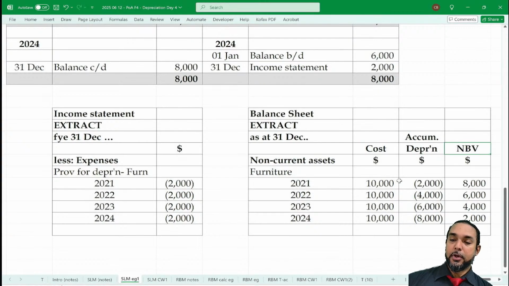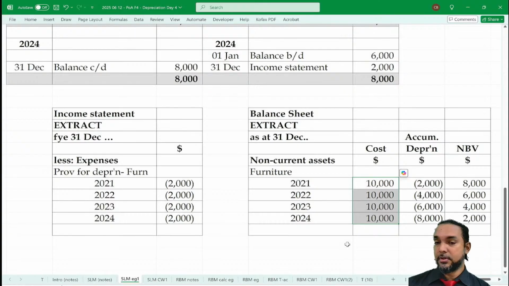Because, of course, depreciation represents what? The loss in value. So if the value initially was 10,000 and it lost 2,000 worth of value, guess what? It's now worth 8,000. And as the years go by, we lose more and more value. So you'll notice that the depreciation rises while the net book value goes down. And what happens to the cost? Does it change? No, right? The cost stays the same, unless you buy more of the same asset or dispose of it.